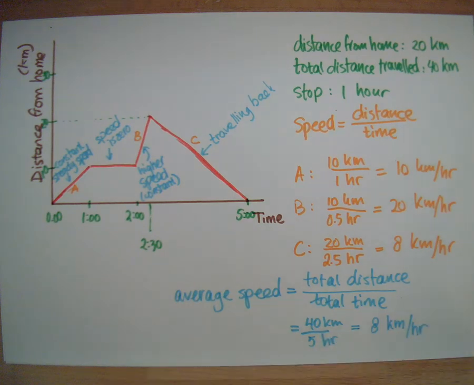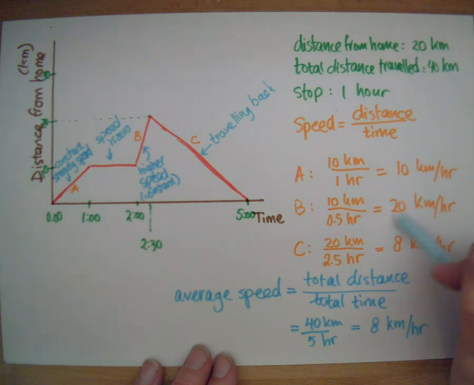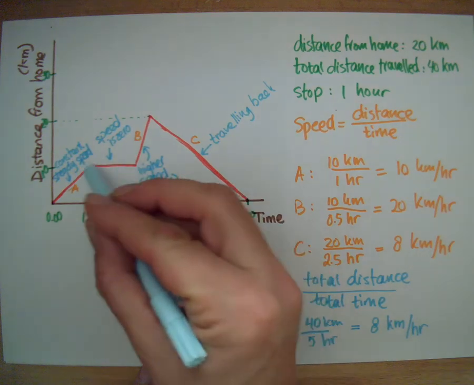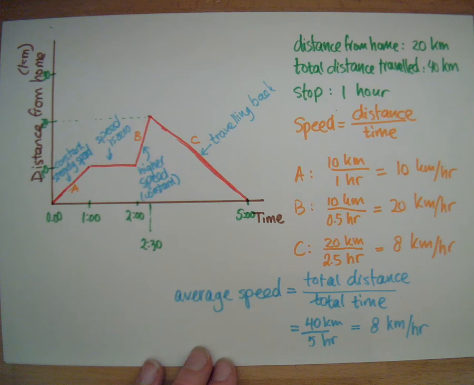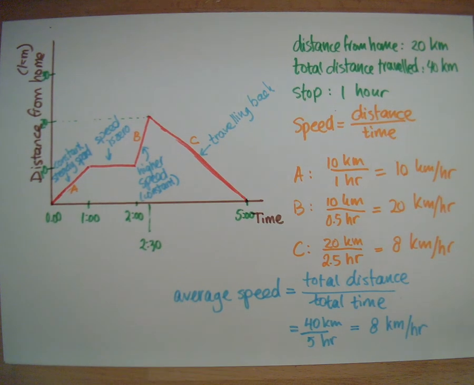Does that make sense? We went 10 kilometers an hour for a while, 20 kilometers an hour for a while, 8 kilometers an hour for a while. You would think, well, that would sort of average out to more than 8, but don't forget about that hour where we just sat there and had a speed of 0 kilometers per hour for an entire hour, right? So that's why the average speed is 8 kilometers per hour. Pretty cool, kind of fun, lots of fun colors.